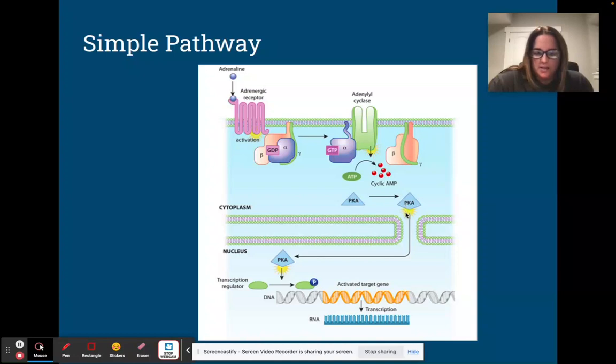This is going inside the nucleus, and it's acting on transcription factors, which then cause transcription of DNA. So it's basically the activation of a gene to start producing some sort of protein that we need for a response.